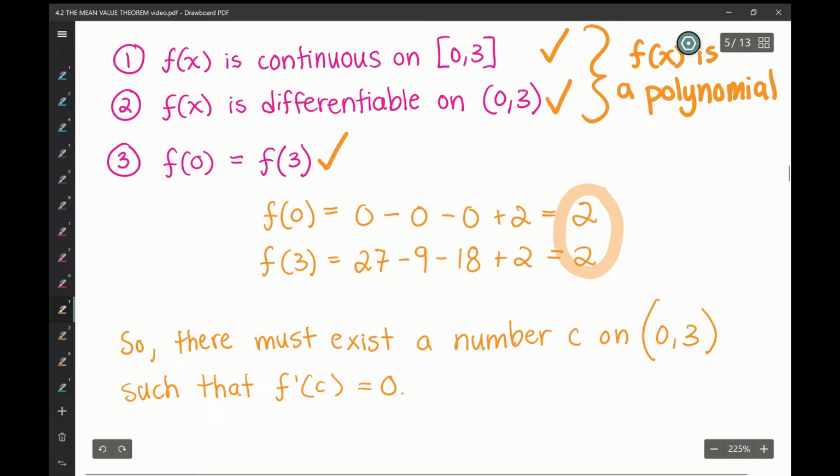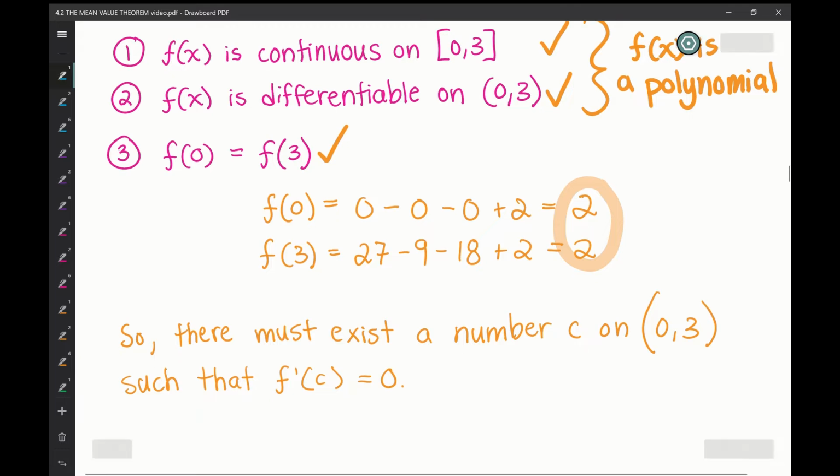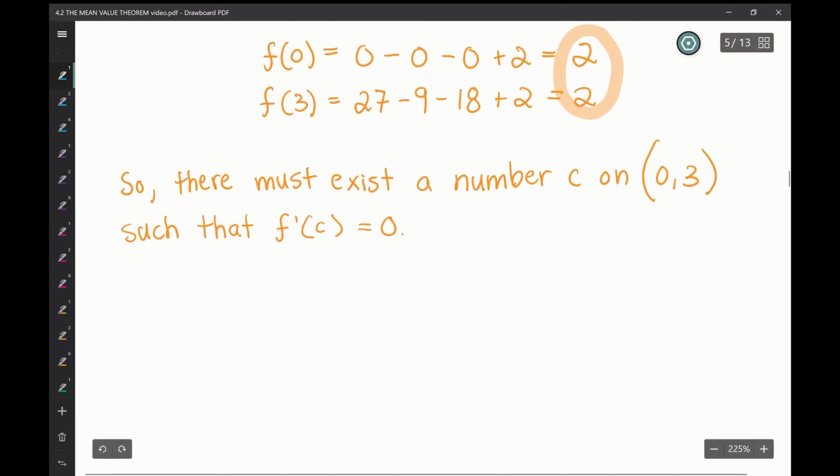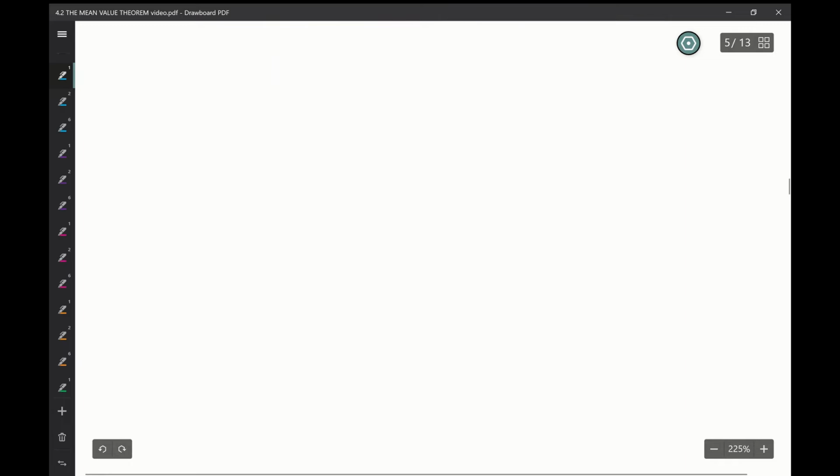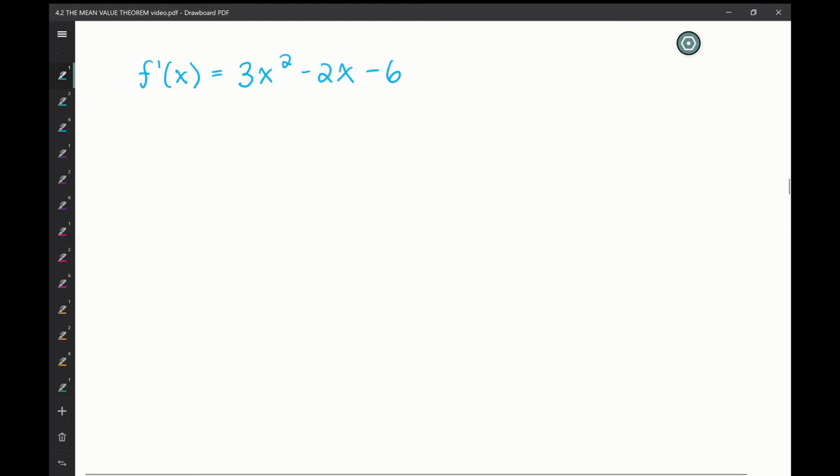Now that we've verified that our function meets the hypotheses and we've stated our conclusion, we want to actually find all the numbers c that satisfy this conclusion. We'll start by taking the derivative of our function. So f prime of x is equal to 3x squared minus 2x minus 6. And then we're interested in where this derivative is equal to 0.